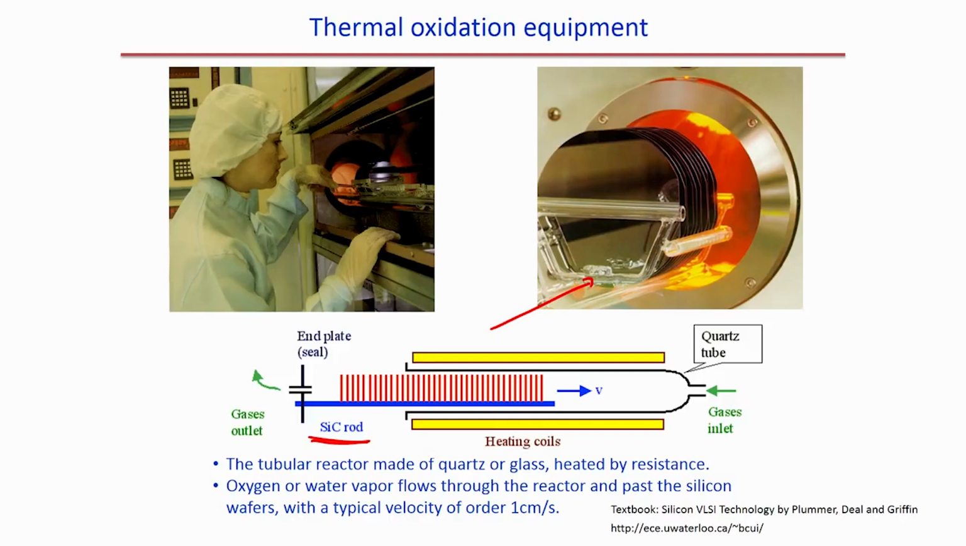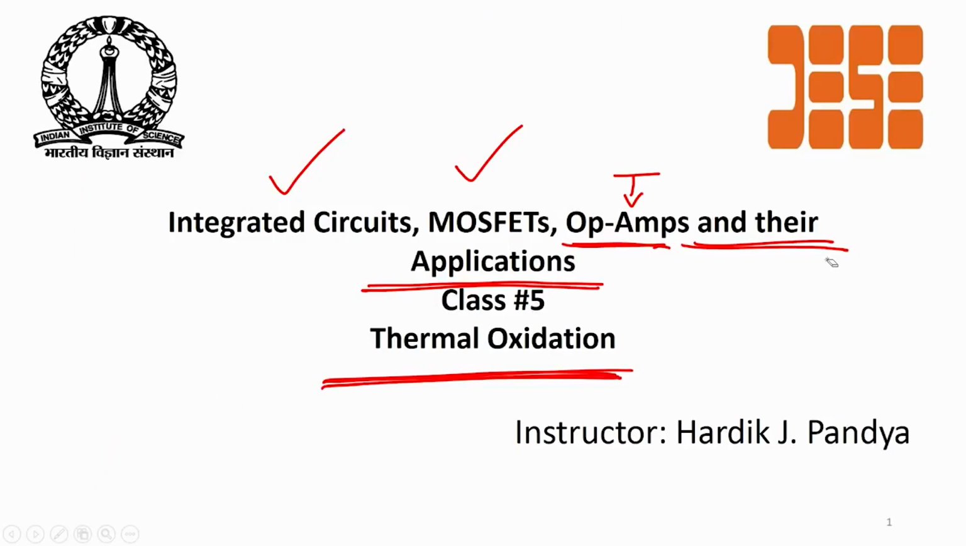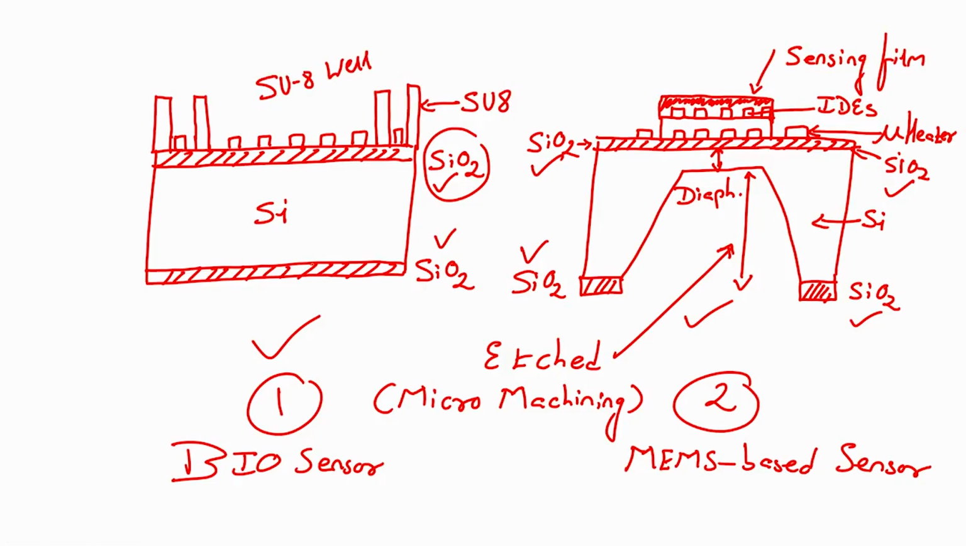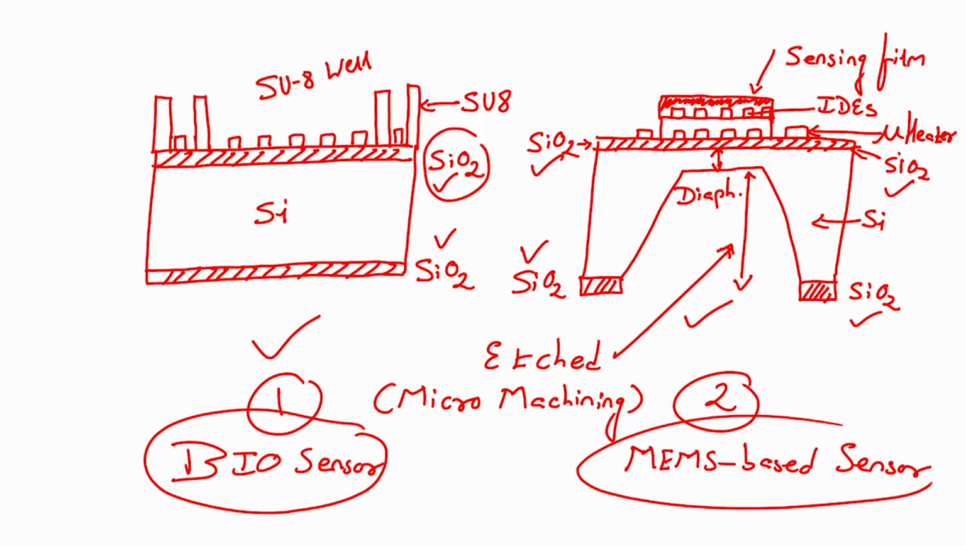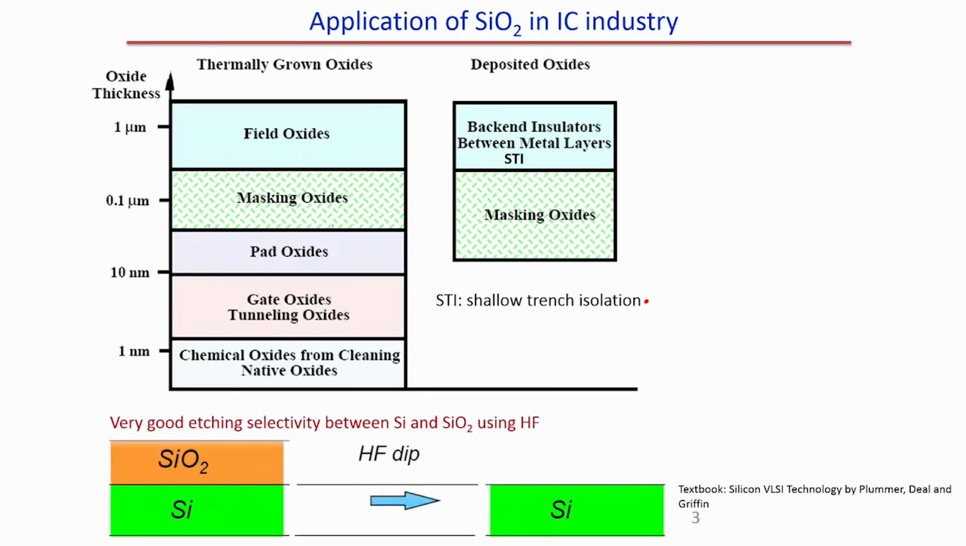So, guys, I hope that you understand what we have studied today. If we quickly see once again our slides, we have seen the application of SiO2, right. I have shown you two examples where we can use the silicon dioxide. One is a biosensor, another one is a MEMS based sensor, and in both the cases we have used the silicon dioxide. Then I have shown you the application of silicon dioxide in the IC industry, whether it is thermally grown oxide or deposited oxide, and by changing the thickness we can apply it for several layers including field oxide, masking oxide, gate oxide, pad oxides, and so on and so forth.